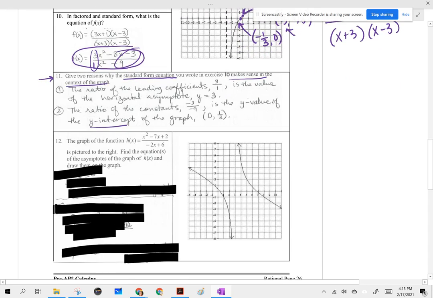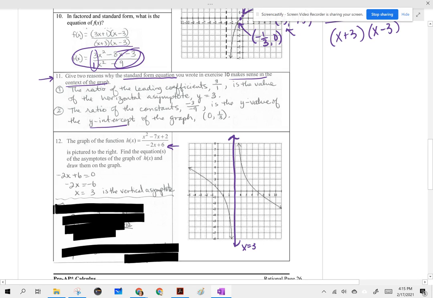All right, number 12. Here's the graph of the function, and it's pictured. Find the equations of the asymptotes of the graph and then draw them on the graph. All right, so we definitely can tell that there's going to be a vertical asymptote. So let's find that one first. We set that denominator equal to 0 and solve. So we end up getting x equals 3. So we are going to draw that vertical asymptote on the graph, and we're going to label it x equals 3.